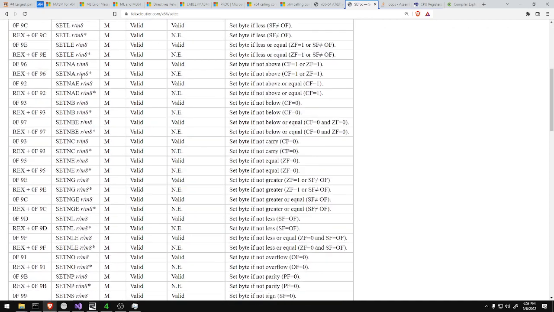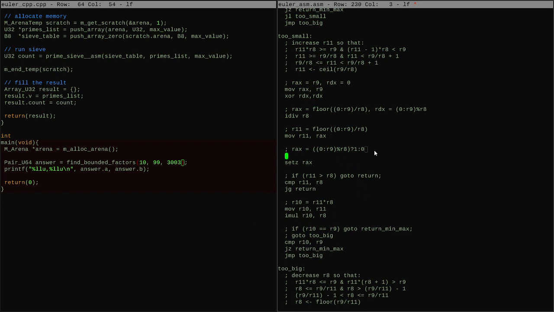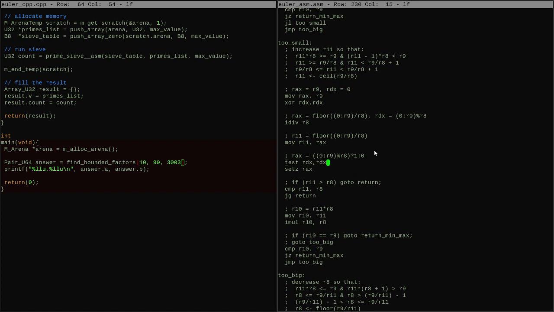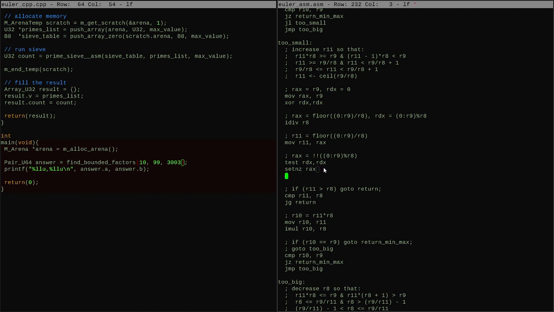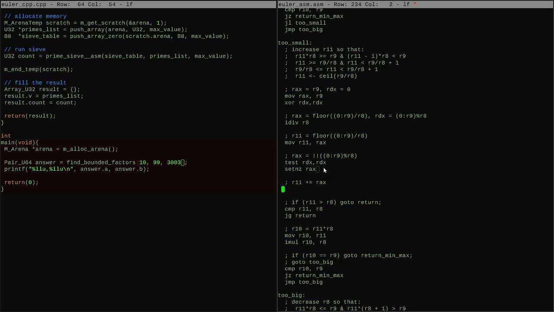So what does this take? It just takes a register, and then I have to test RDX, which contains this, and then that right there happens. So if this is not 0, we get a 1 here, otherwise we get a 0 here. And then we do add, so this is going to be R11 plus equals RAX.